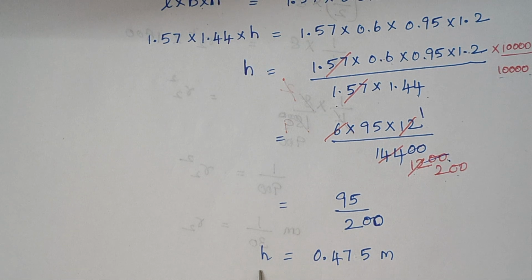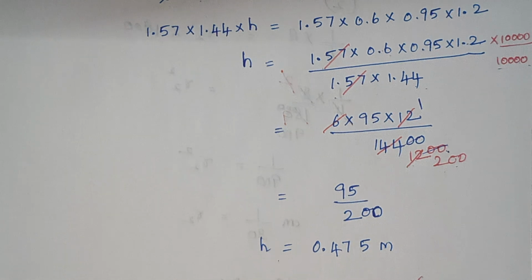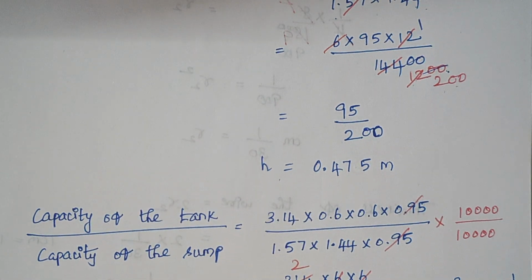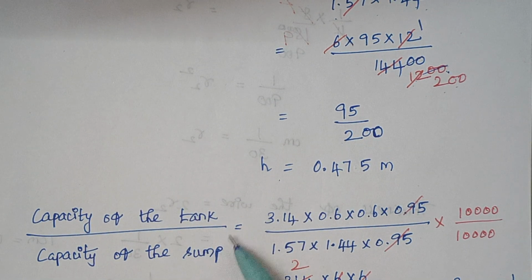So this is the height of the water in the cuboid when your overhead tank is completely filled. Now we are going to compare the capacity, because this is also another part of your question. Compare the capacity of the tank with that of the sump. So capacity of the tank by capacity of the sump. And again it is up to you, even you can write capacity of the sump by capacity of the tank, because that doesn't make any difference.